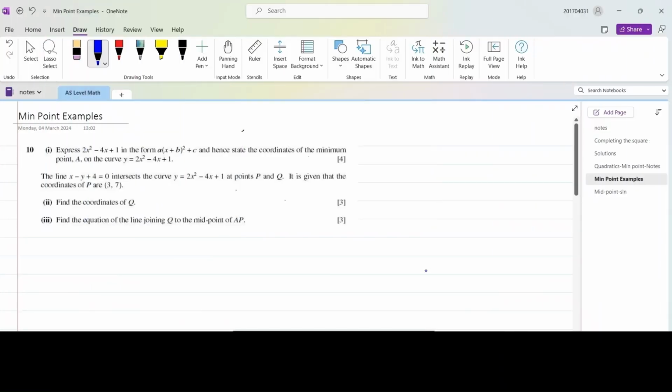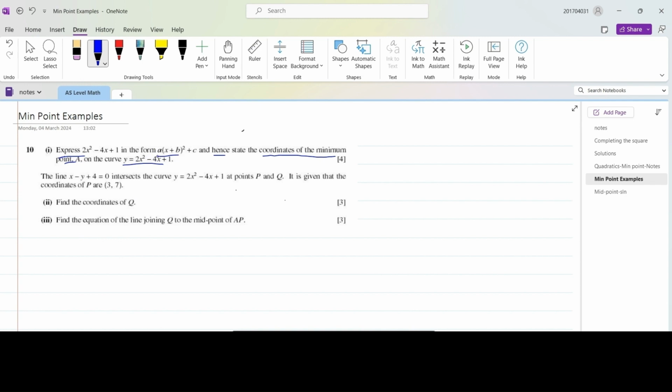Hi, so today I'll be showing you how to work out a typical exam question on quadratic functions. So let's show you the question, then I'll take you through it. It says express 2x squared minus 4x plus 1 in the form a(x plus b) squared plus c, and hence state the coordinates of the minimum point A on the curve y is equal to 2x squared minus 4x plus 1. So let's work out that first question and then we'll go to the next part.